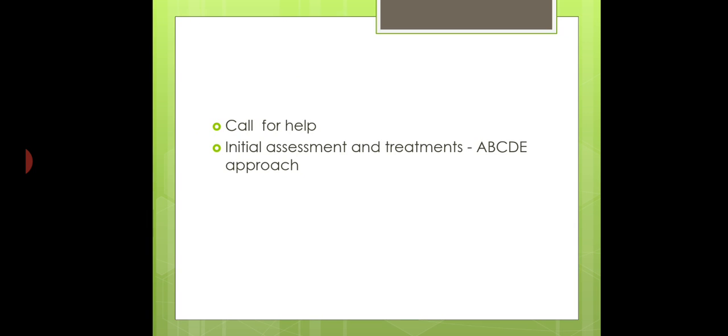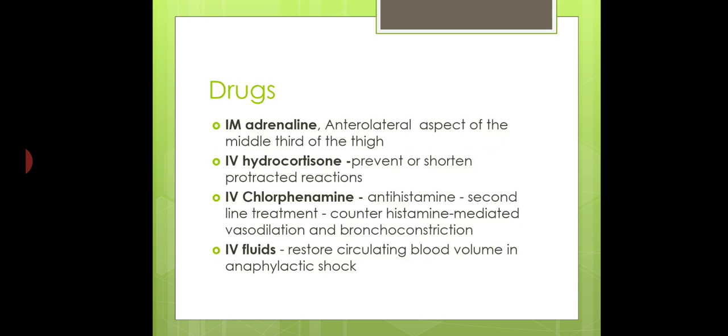Next, management. First of all, call for help and then initial assessment and treatments based on ABCDE approach. Drugs used in anaphylaxis: intramuscular adrenaline, usually given in anterolateral aspect of medial third of thigh, and IV hydrocortisone, prevent or shorten protracted reactions. IV chlorpheniramine, it's an antihistamine and it's a second line treatment, and it counters histamine mediated vasodilatation and bronchoconstriction. Next, IV fluids, it restore circulating blood volume in anaphylactic shock.